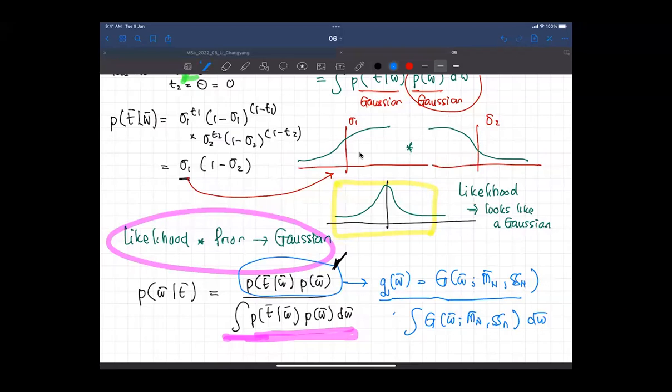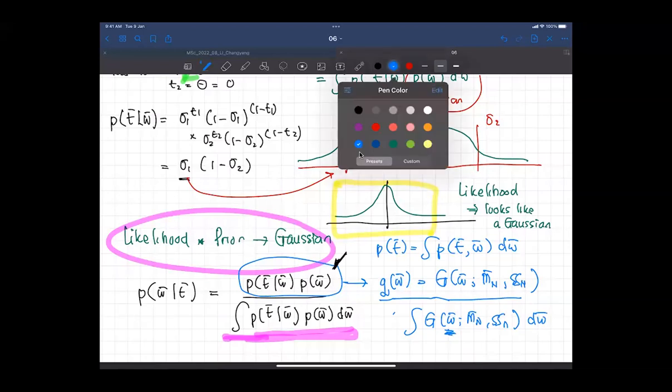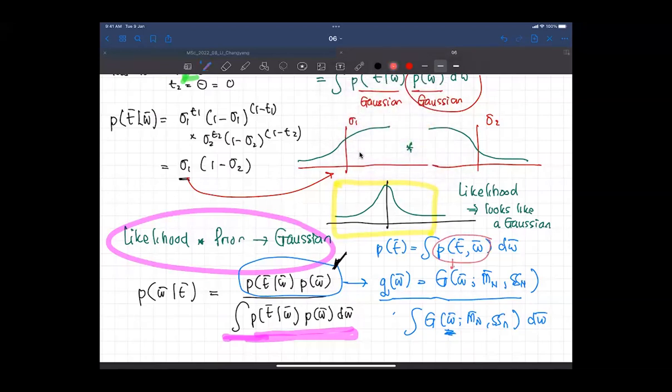Yeah, but you're integrating across W. Yeah, so this one is the probability of W, right? Not the integral of P of T, but the integral of P of T and W with respect to W. This one is P of T. P of T equals the integral of the joint probability of T and W over W. And this part here is a Gaussian.